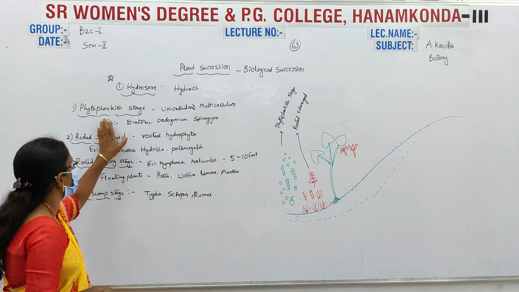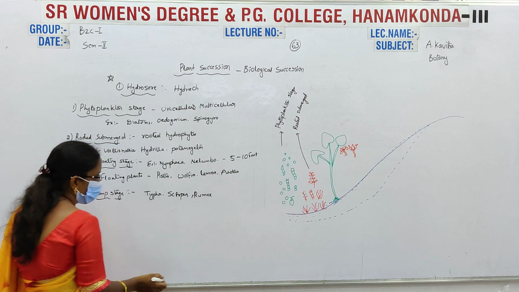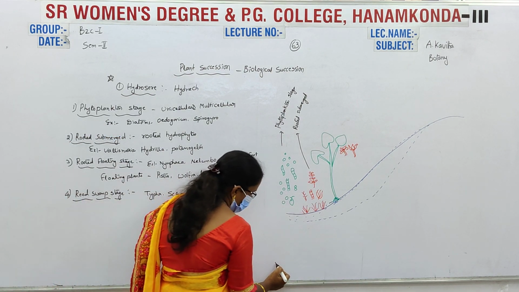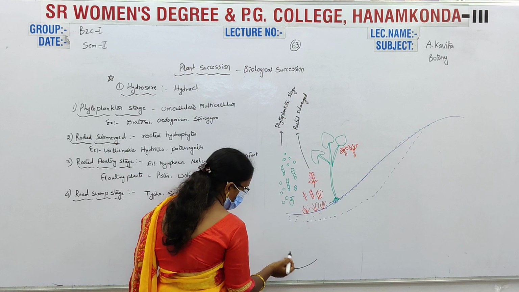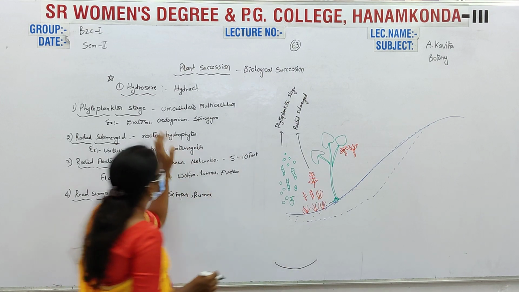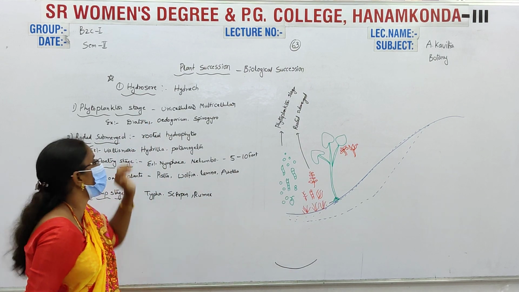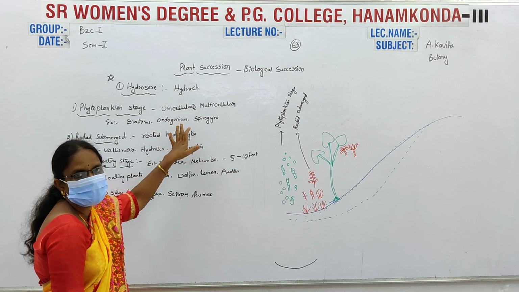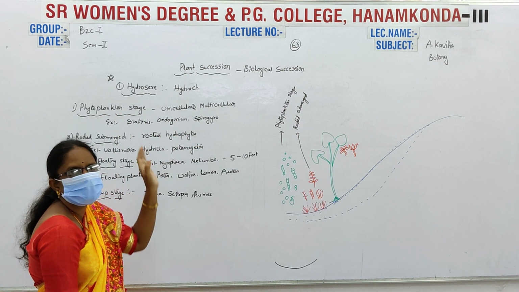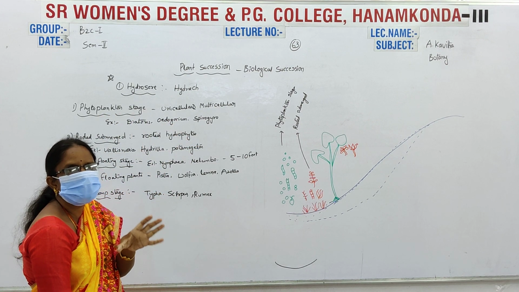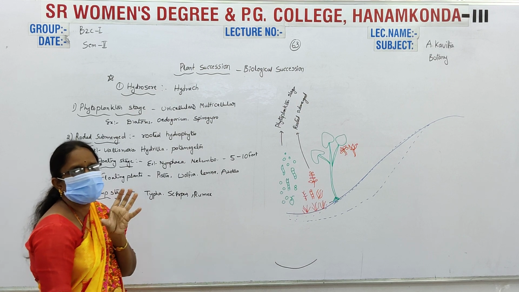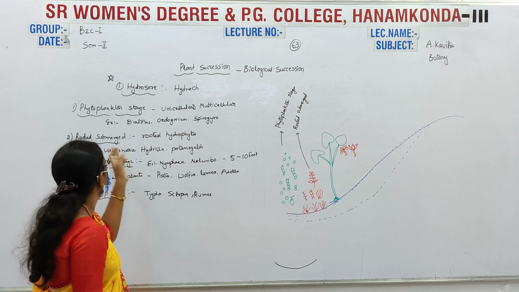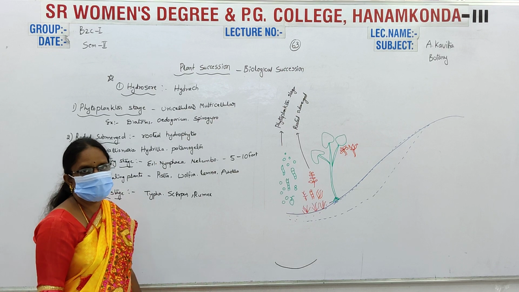For example, this is the pond ecosystem, this is the pond, and this is the plant. The pond ecosystem height is, for example, 20 feet. The first stage is the phytoplankton stage. After the phytoplankton die, their dead bodies form a thin layer at the bottom of the pond ecosystem. And next one is the rooted submerged stage.